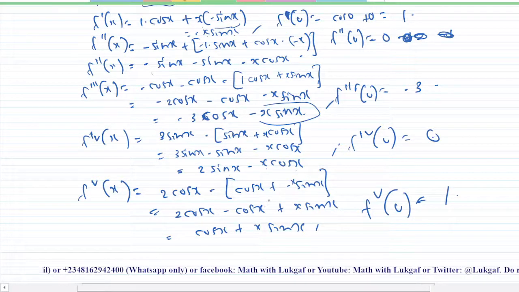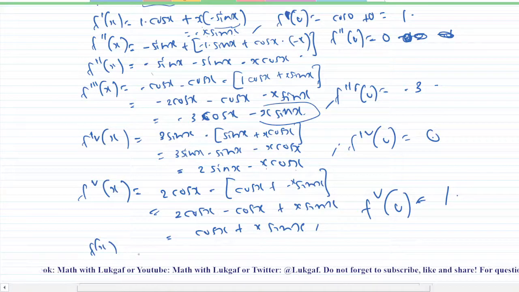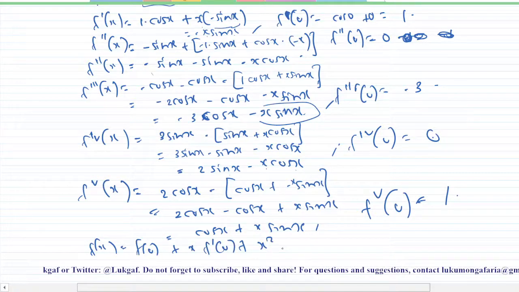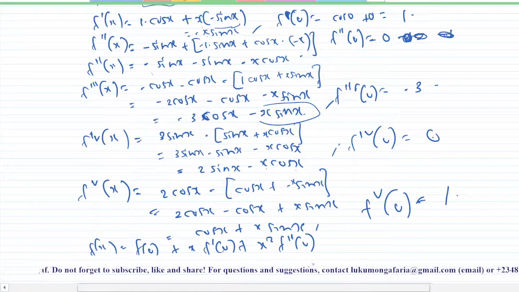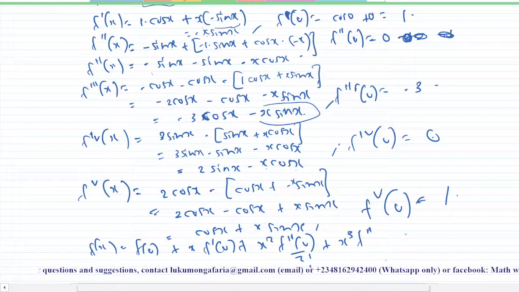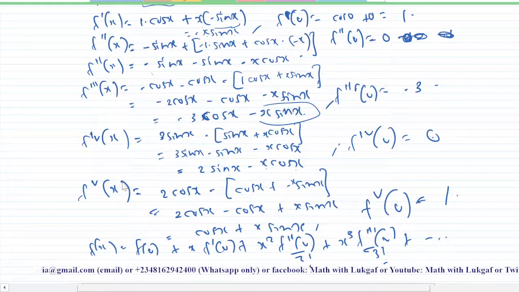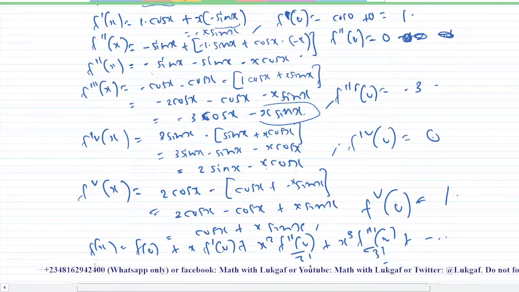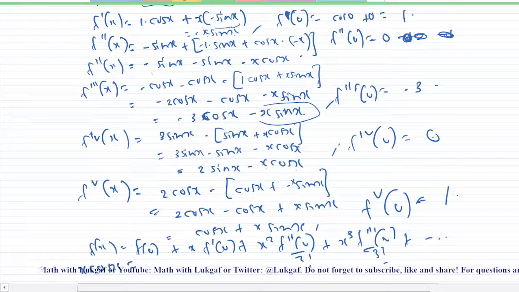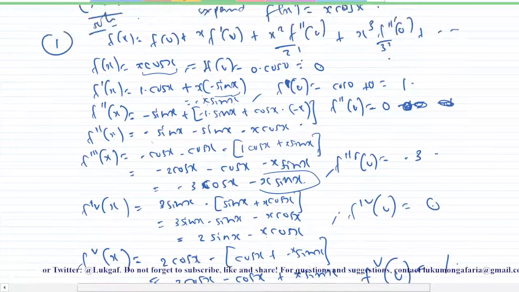Okay, now then you can move to your formula. Recall that we say our f of x is what? f of 0 plus x f prime of 0 plus x squared f double prime of 0 divided by 2 factorial plus x cubed f triple prime of 0 divided by 3 factorial plus dot dot dot. And if that is the case, your f of x, which is what we are finding, that is x cos x. What is your f of 0? Let me check here. Our f of 0 is what? It is 0.